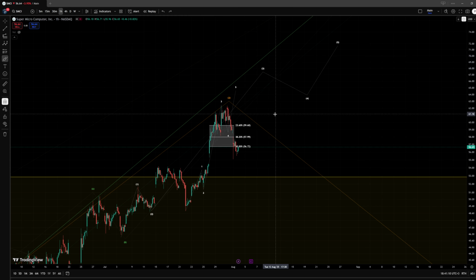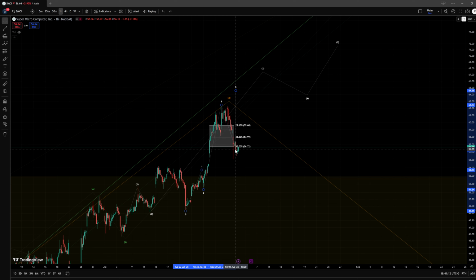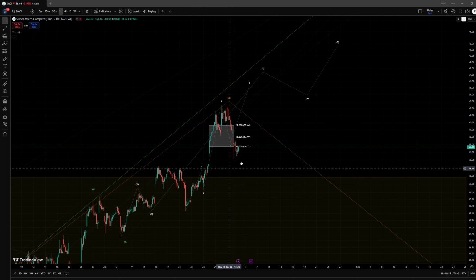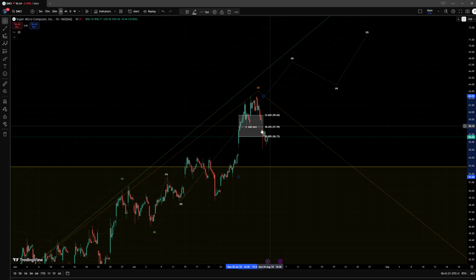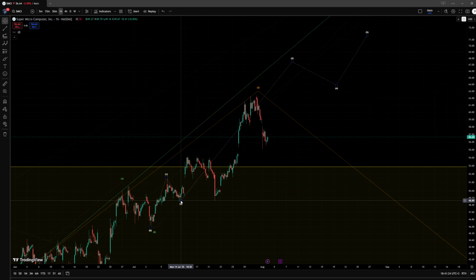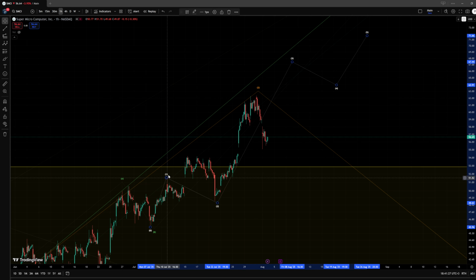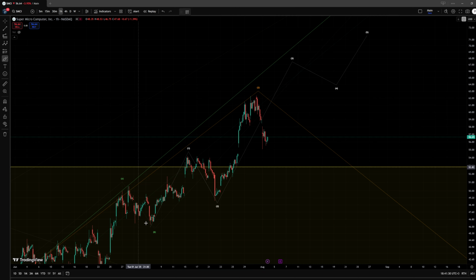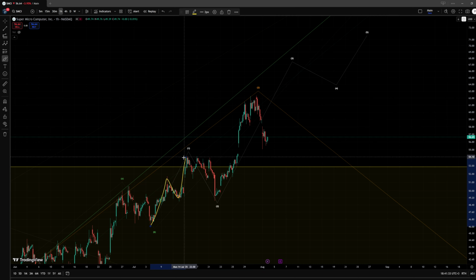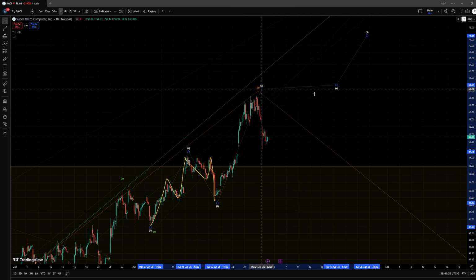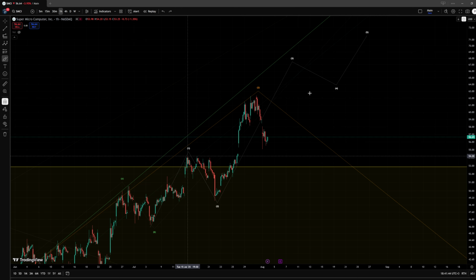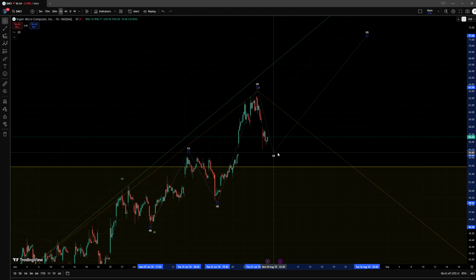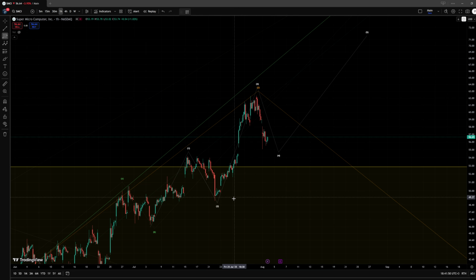We failed to hold the support zone for such a wave 4, and this count needs readjusting right now. The way I would do that would be by counting it rather as a diagonal pattern, and then we would have the wave 1 top here in an ABC, here ABC, and then the wave 2 down here, ABC, and then the third wave that would have already completed here in this case, another ABC.